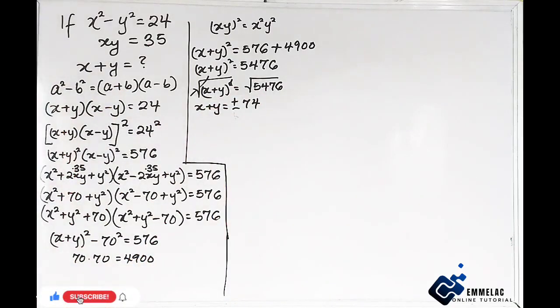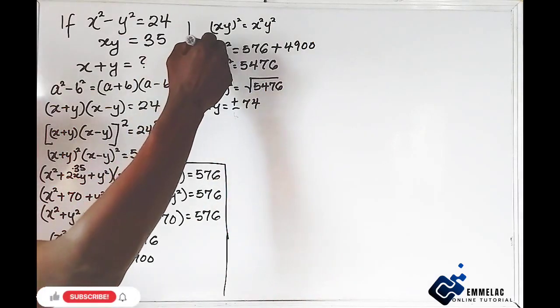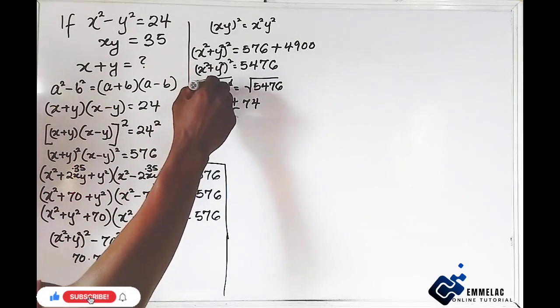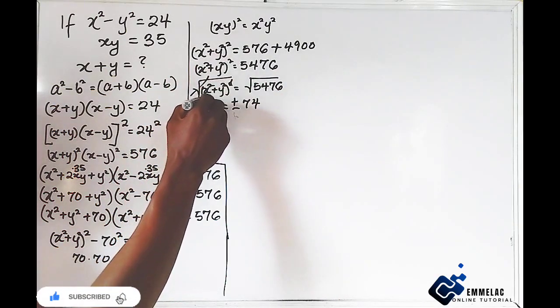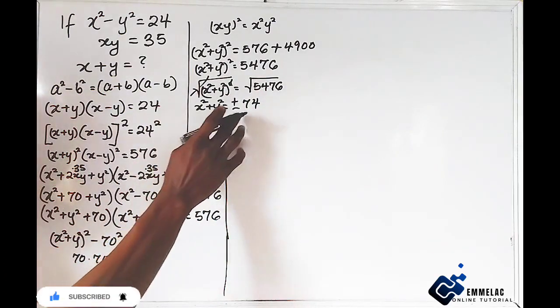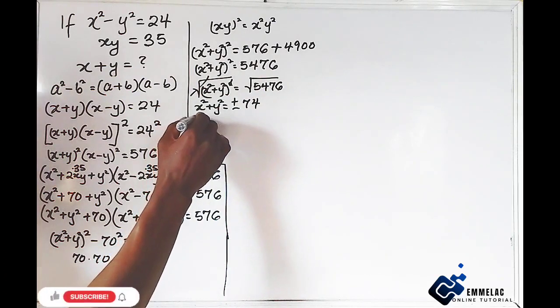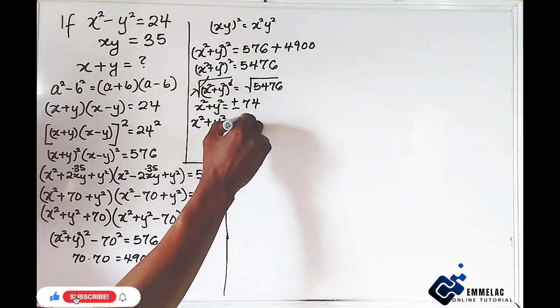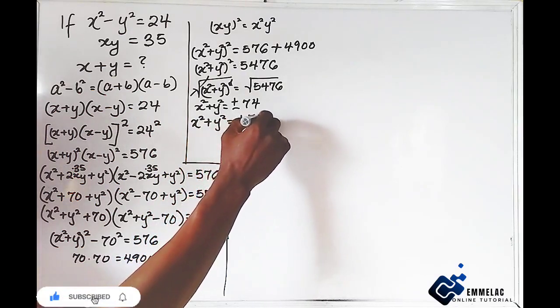Okay, so now at this point, I guess there is an error here. You should have a square here and a square here. Sorry, and thank God I actually noticed that on time. So here you have x squared plus y squared equals plus or minus 74.